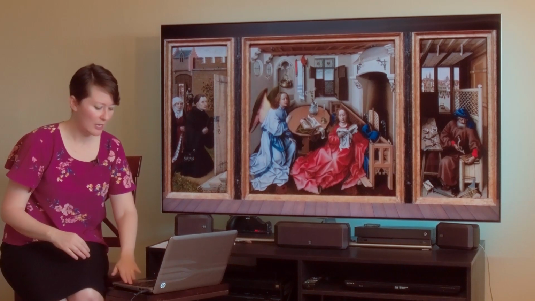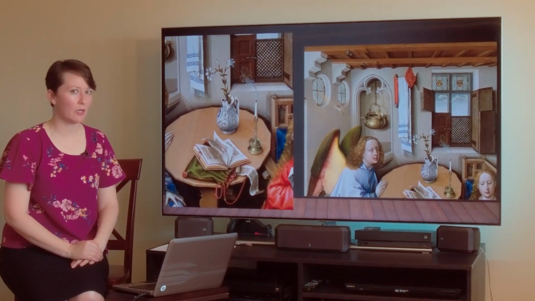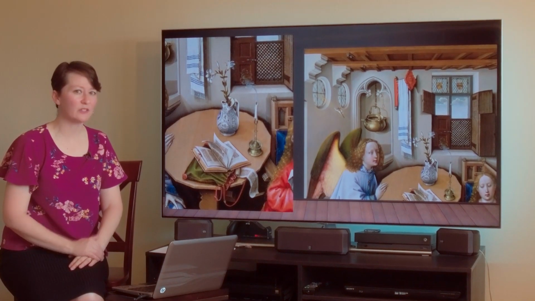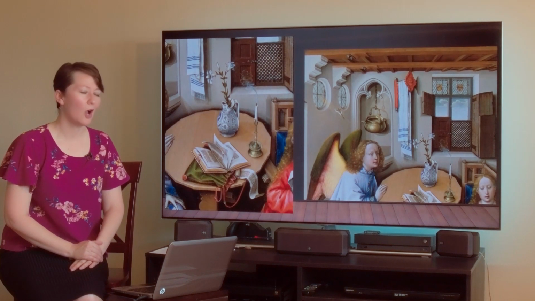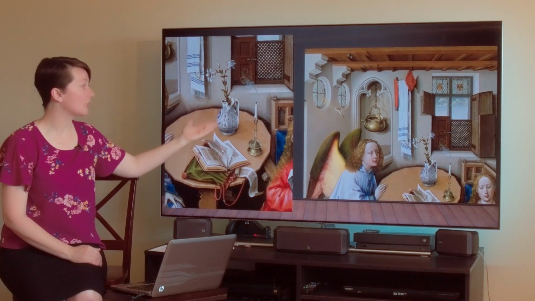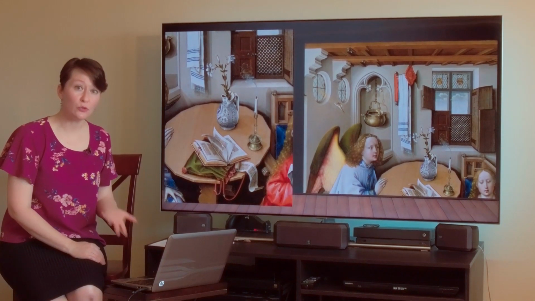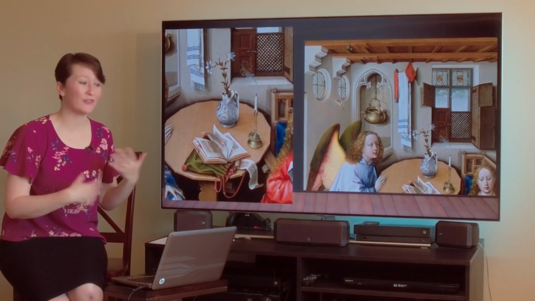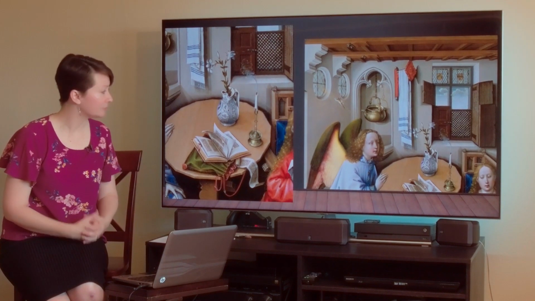Yeah, for sure. Let's look at some things going on in the background, okay? We've got a lot of symbols hidden in plain sight. Artists love to do that, by the way. Here we have this beautiful lily and a beautiful vase. Lilies are a huge symbol of the Virgin Mary. They stand for innocence, purity.